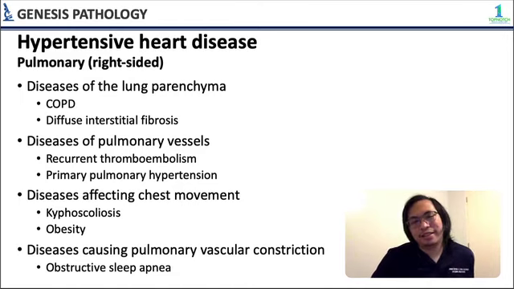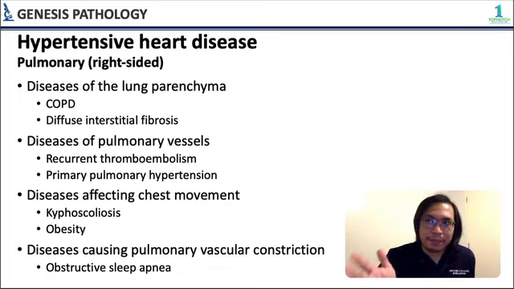Okay? So, diffuse interstitial fibrosis, medyo ganun din, no? Medyo ganun din yung mechanism. Okay? Diseases of the pulmonary vessels, primary pulmonary vessel disease. For instance, you have recurrent thromboembolism, okay? That can cause global vasoconstriction of your pulmonary vasculature leading to pulmonary hypertension. And of course, your primary pulmonary hypertension.